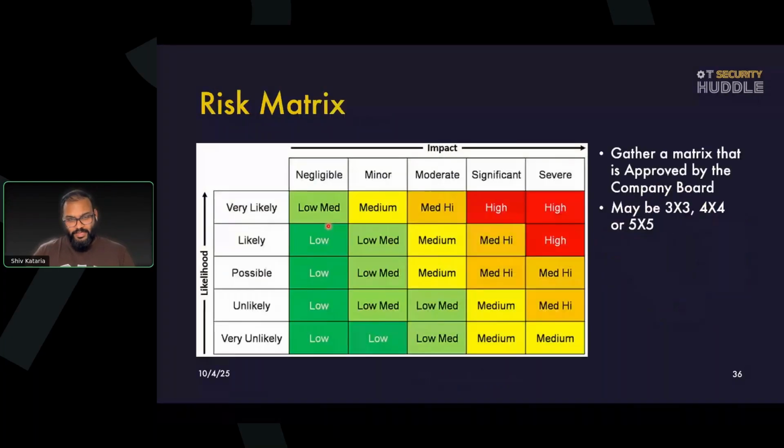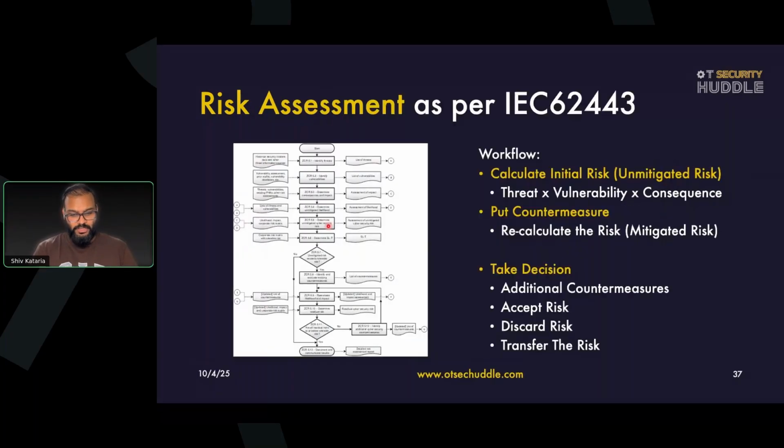So the risk matrix looks like this. It is a heat map of different possibilities of likelihood and impact. Likelihood is driven by your threat and vulnerabilities. The levels start with different names, like very low, unlikely, possible, likely, very likely, or people might call it low, medium, high, very high, or critical, whatever way they want to represent it. So multiple different ways is what you could basically see.